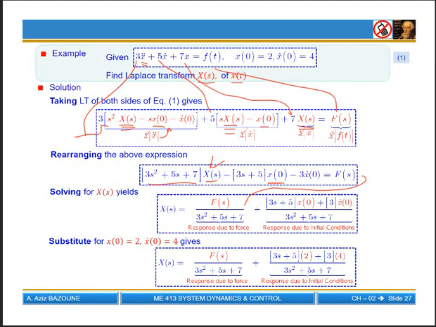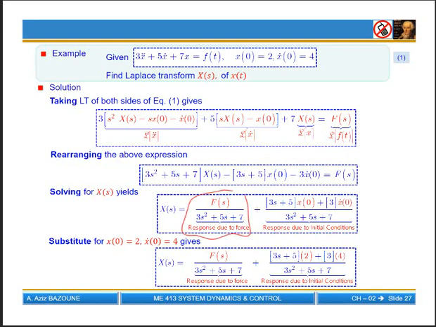If you see the solution, we have two terms. One term is due to the forcing, because we have F on the right-hand side. And this one is due to the initial conditions, because here we have x0 and x dot 0. You can substitute x0 equal to 2 and x dot 0 equal to 4. If you remember from studying differential equations, this is the homogeneous solution, due to the initial conditions, and this one was the particular solution.